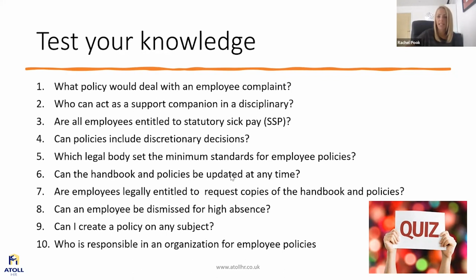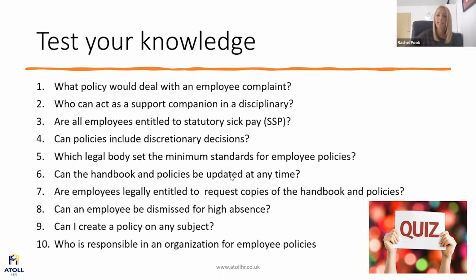Which legal body sets the minimum standards for employee policies, particularly things like disciplinary and maternity, paternity? What is the legal body? If you're ever stuck, you need to go to ACAS, correct. So ACAS is the Advisory, Conciliation and Arbitration Service. You can find them on Google. If you want help with a policy, or you want to know what the minimum standards are, ACAS can do that. You can phone them, or they have a website, and also www.gov.uk will also have a lot of that information.